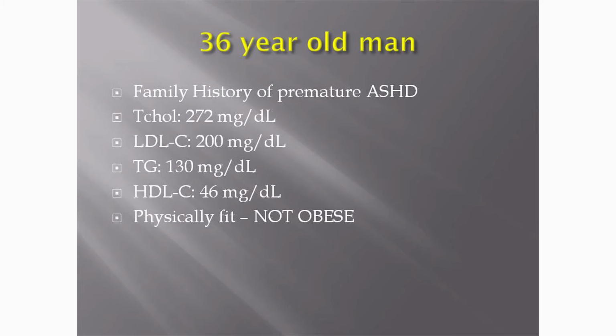The next is a 36-year-old gentleman who has a family history of premature atherosclerotic heart disease. Now his total cholesterol is 272, LDL 200, triglyceride 130, HDL 46. He was physically fit, not obese, active.